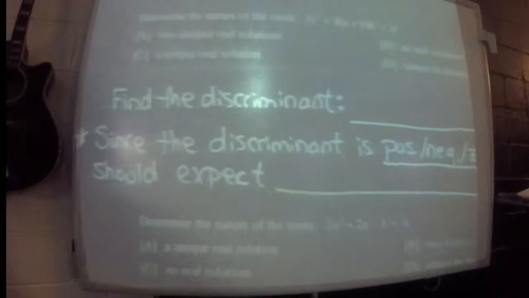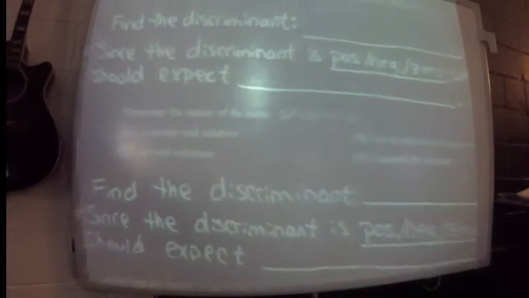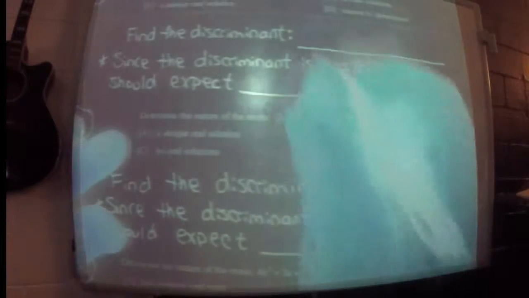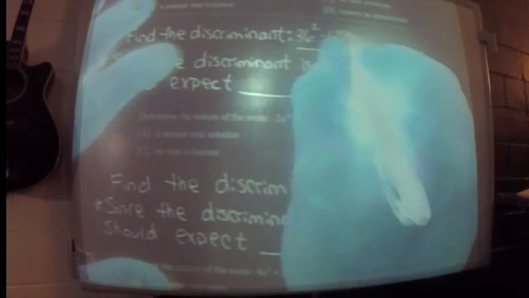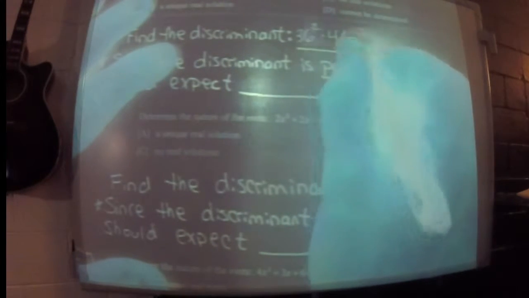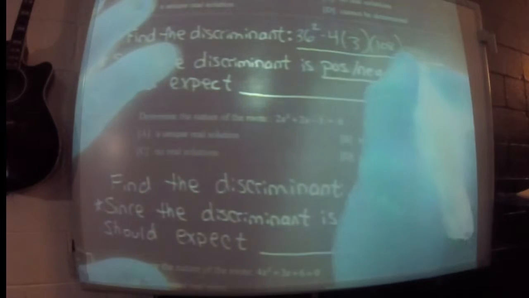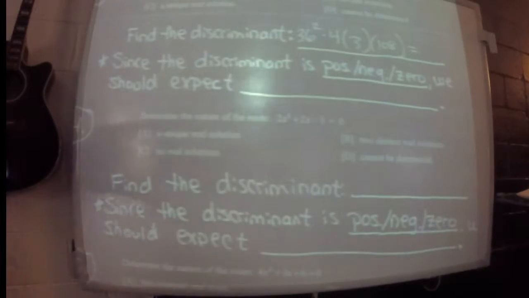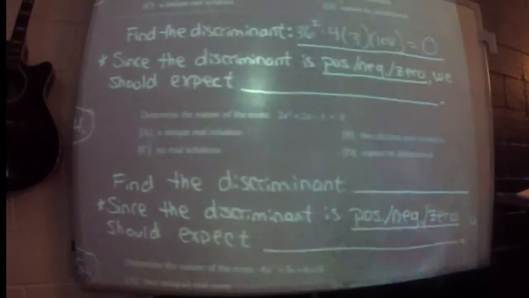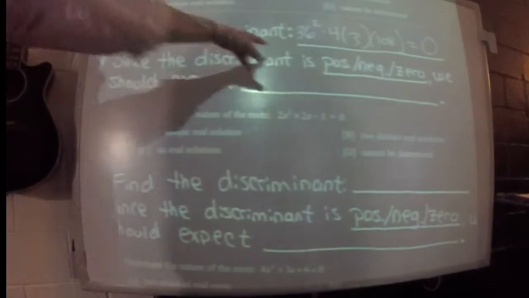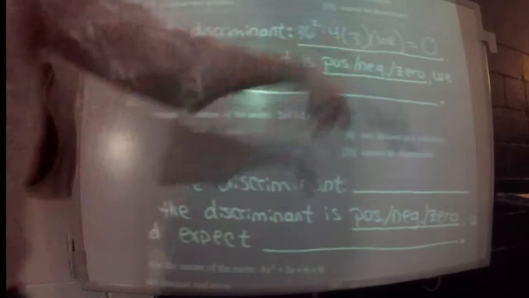What we want to do to determine the nature of the roots, as they said, is do the discriminant. B squared minus 4ac. What's my b? 36. So 36 squared minus 4 times 3 times 108. So go ahead and tell me what we're getting there. That's 0. So this one, the discriminant, came out to be 0. Since the discriminant is 0, go ahead and circle 0 and cross these out.